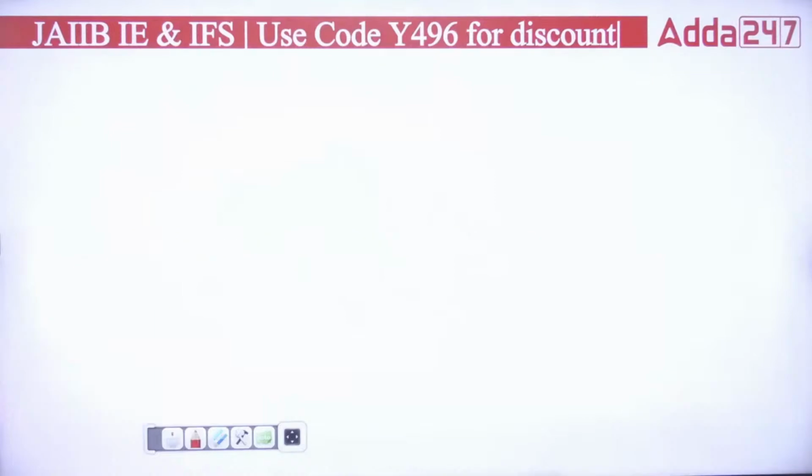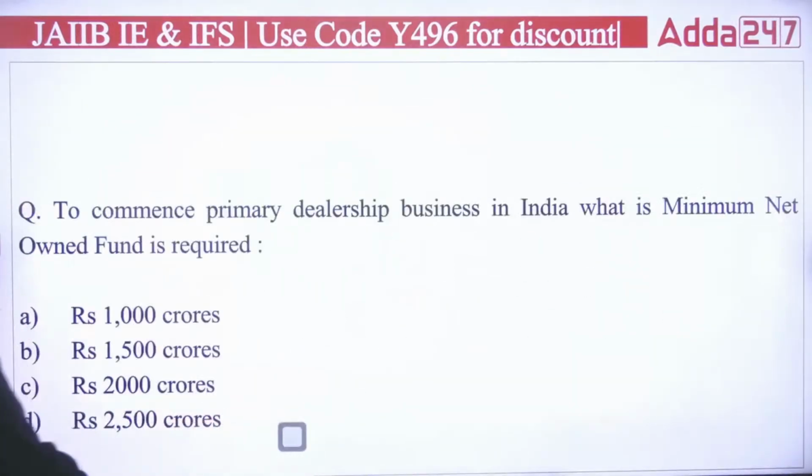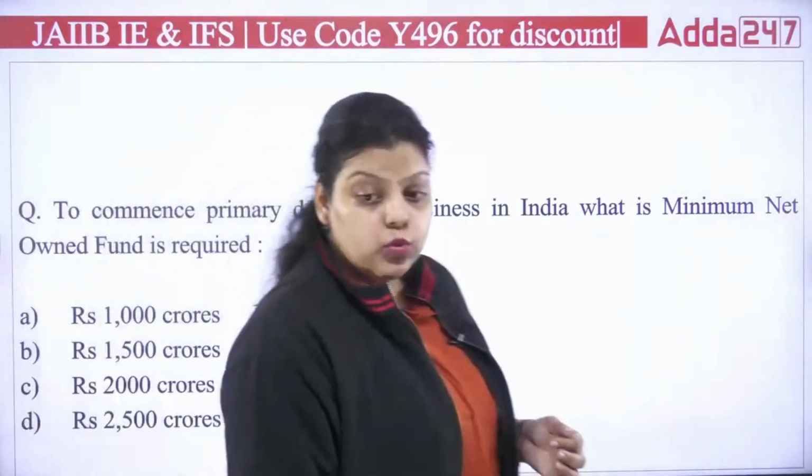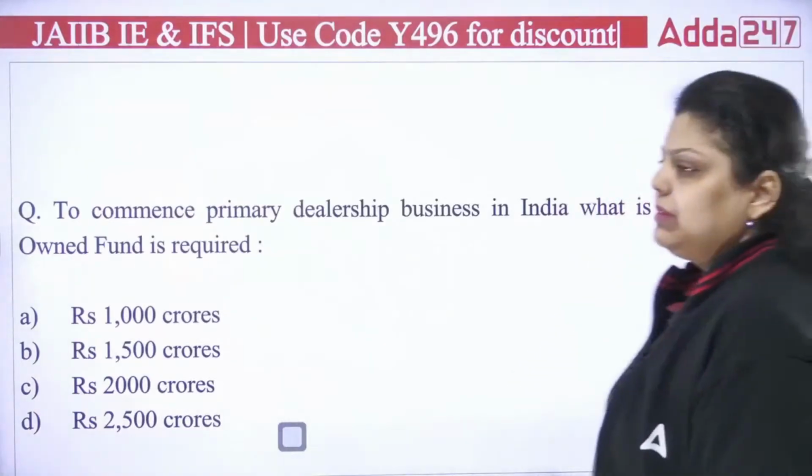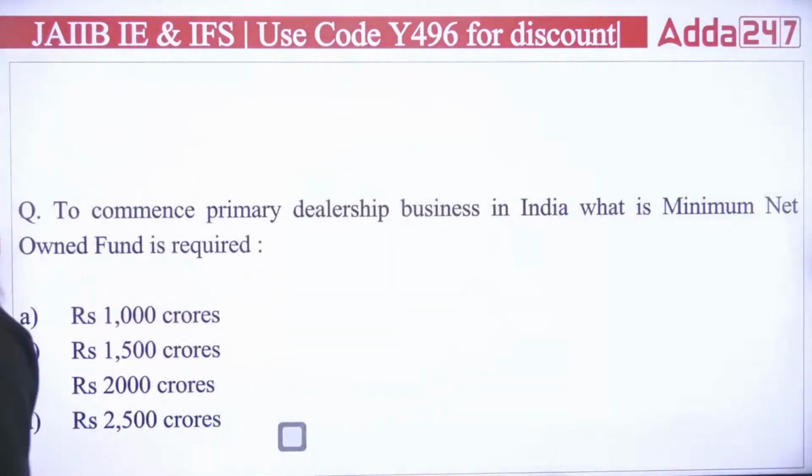B. Next question. To commence the primary dealership business in India, what is the minimum net owned fund required? When we talk about primary dealership business, primary dealers simply are the dealers who can participate in the selling and purchasing of government securities. They purchase the securities directly from RBI and then sell in the market. So is it 1000 crore, 1500 crore, 2000 crore or 2500 crores? A, B, C or D? Which of the following is correct?